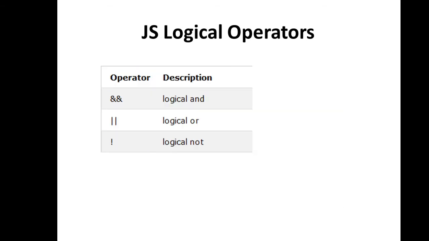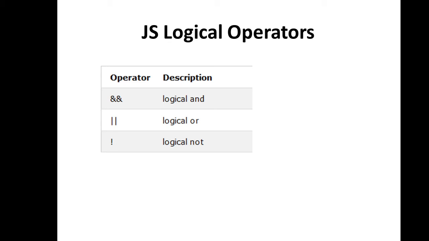JS logical operators. So the JS logical operators, we have the logical AND or the Boolean AND. So if you still remember, for AND, if we have two expressions or two relational expressions, both should be true for the result to become true. So both should be true. If one is false, then the result will become false.